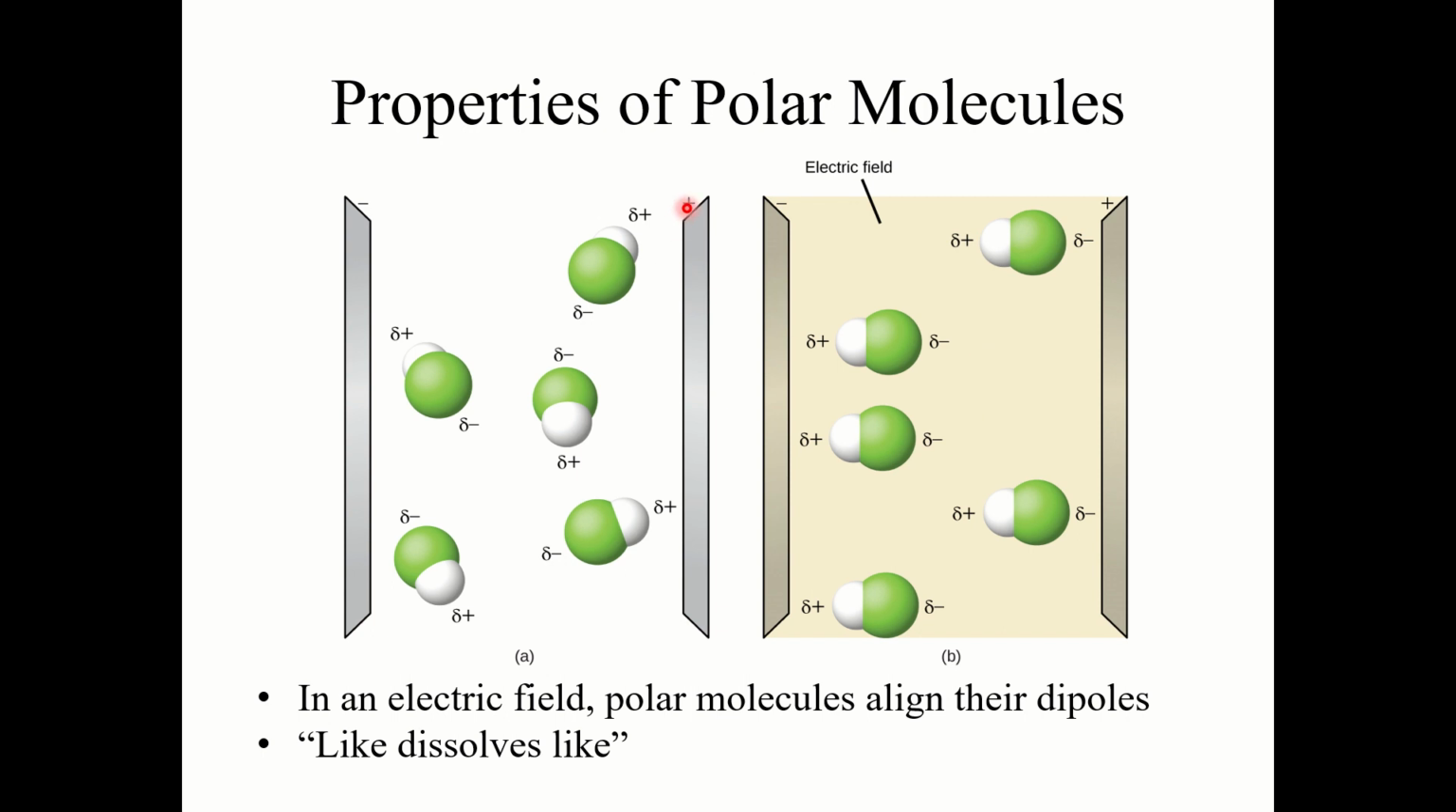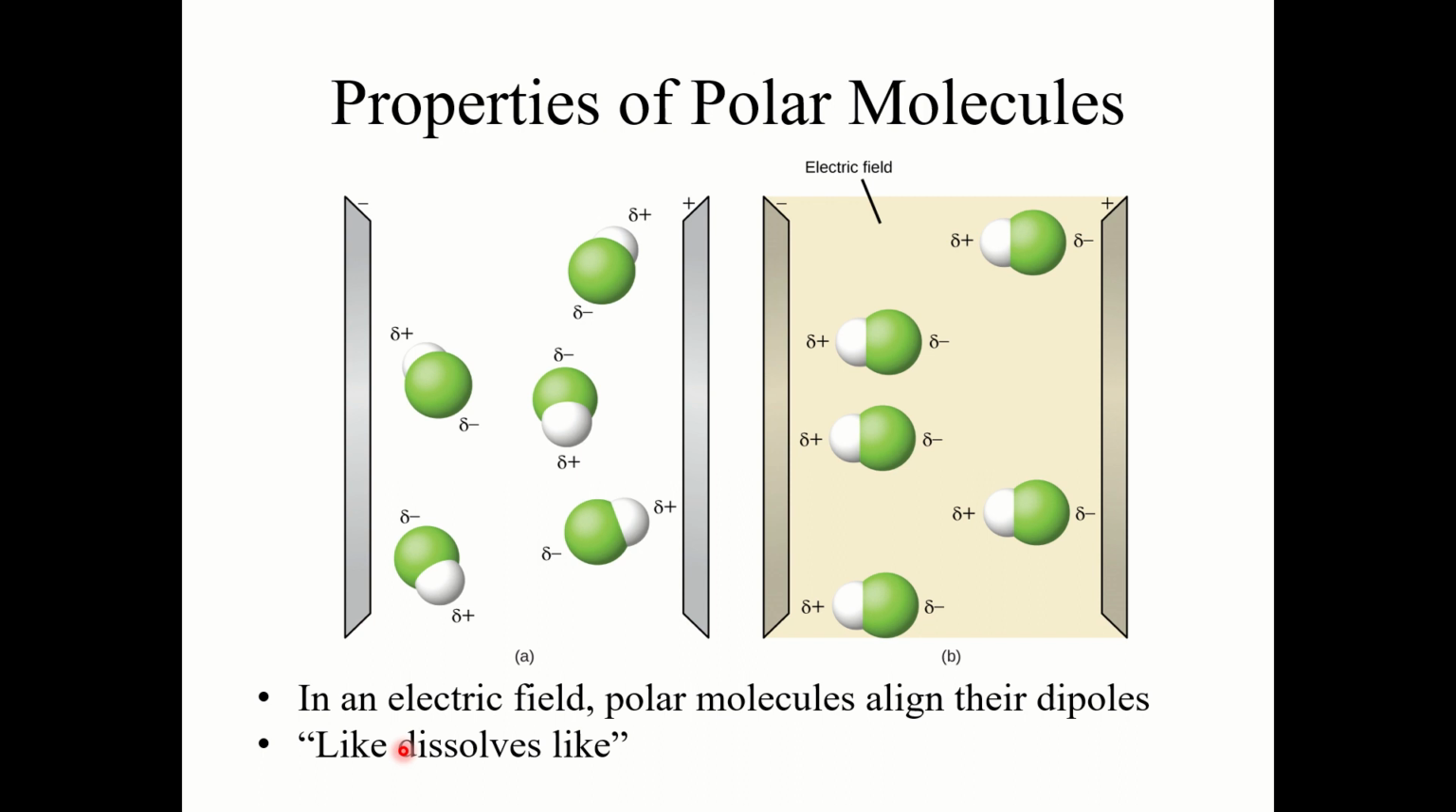Now, one thing I do want to quickly highlight is what's interesting about polar molecules: because they are polar, they will respond to electric fields. So polar molecules will align their dipoles. If you turn on an electric field, the positive end of that molecule will turn towards the negative electric field, and the partial negative charges here will align with the positive end of the electric field.